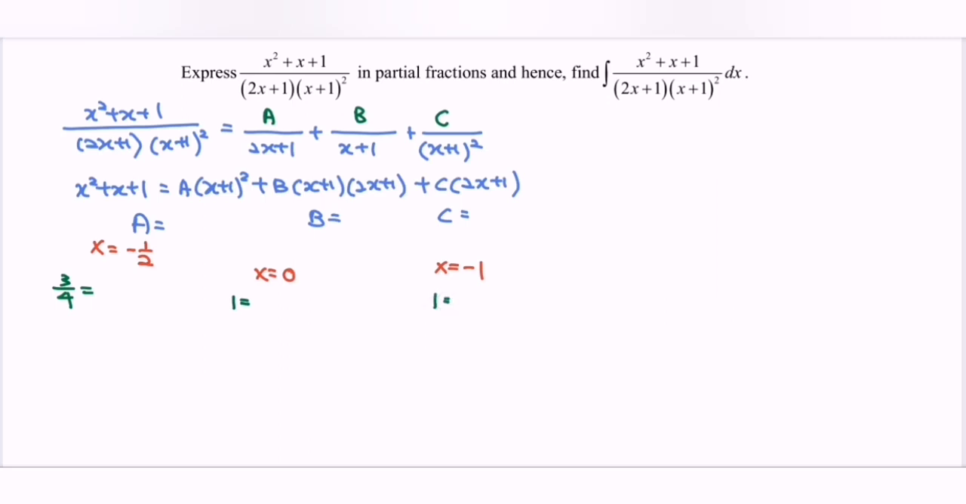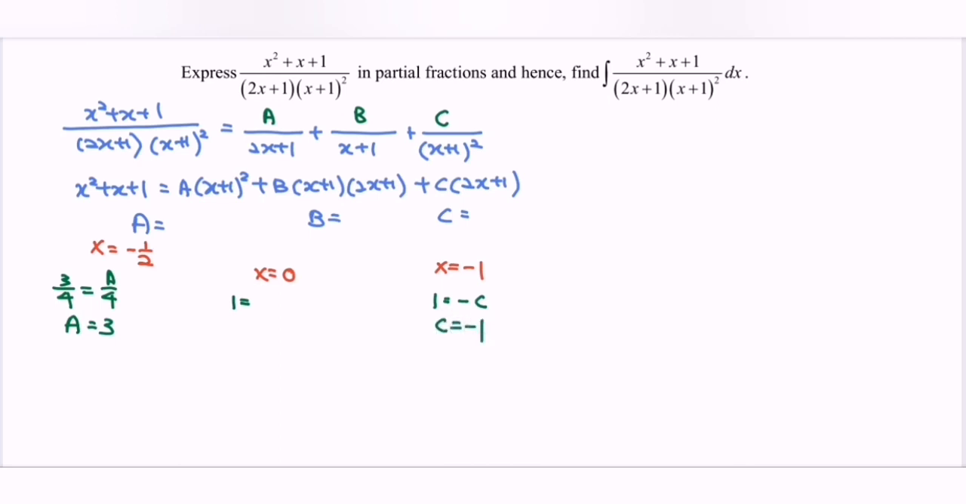Now if we substitute negative 1 over 2, we will have A over 4. So A will be equal to 3. Next, move on with the value C. If we substitute negative 1, A will be eliminated and B will be eliminated. So focus on C, where we have negative C, so C is equal to negative 1.